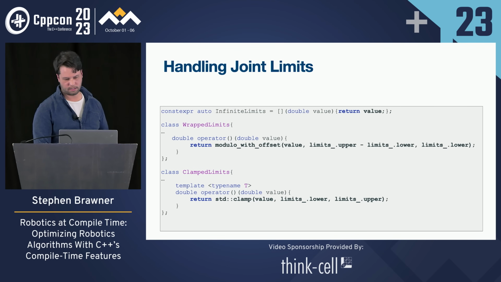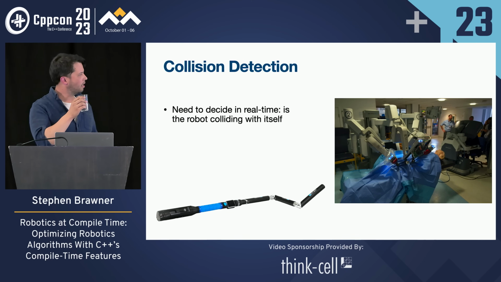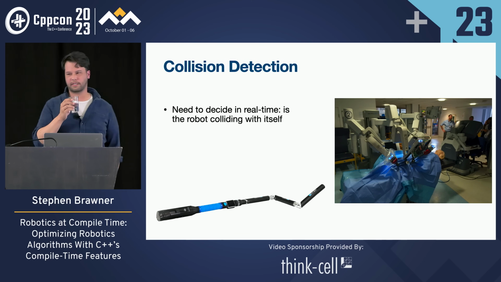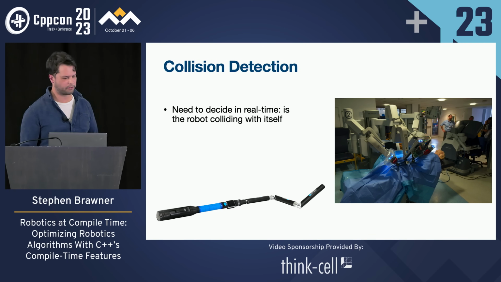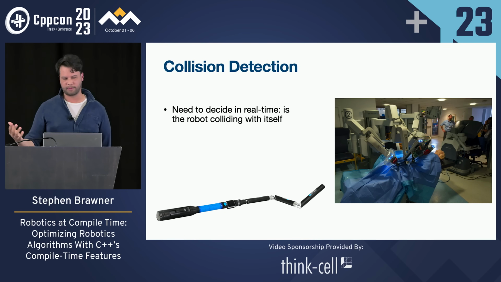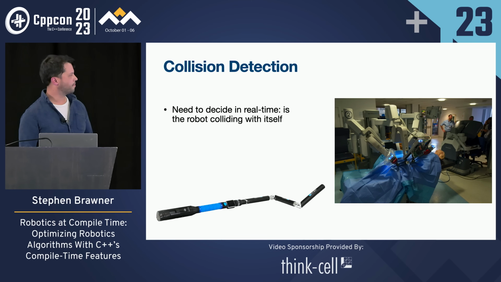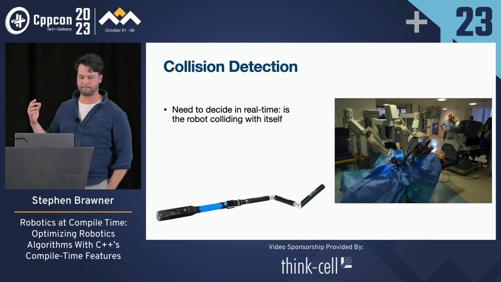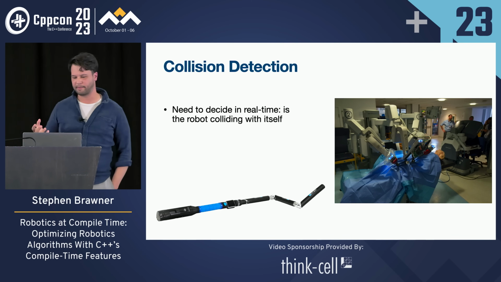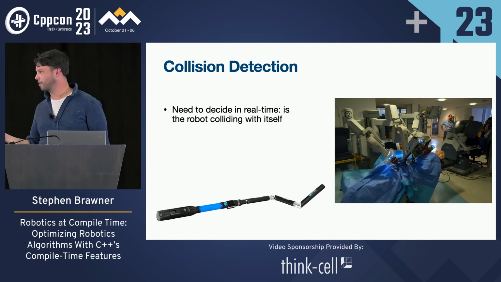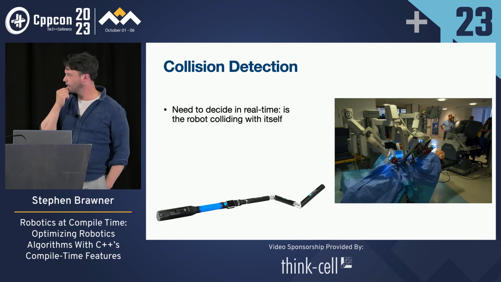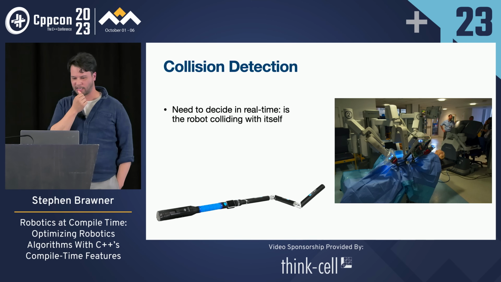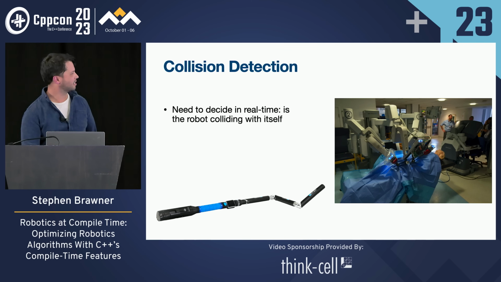Okay, and then I will move on to my next algorithm. The next one that I wanted to talk about is collision detection. This is the problem of trying to decide in real time, is a robot colliding with itself? This is not the problem of trying to decide whether the robot is colliding with its environment. For the FlexBot, we figure that's going to happen a lot. And in the surgery case, I believe colliding with your environment is called surgery.